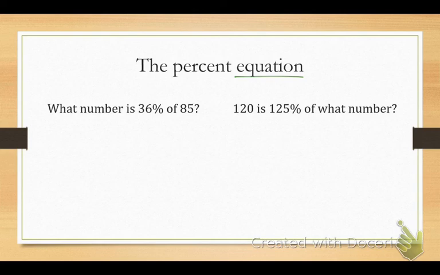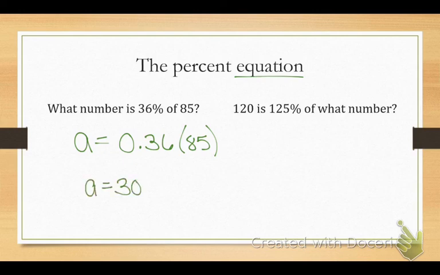So we're going to pause here for a minute and work on these problems. Okay, so on the first one, I said A equals 0.36 times 85. Now, please keep in mind, if you used the proportion, you would have said A over 85 equals 36 over 100, because putting it over 100 in the proportion does the converting for us, okay? So now A equals 30.6.